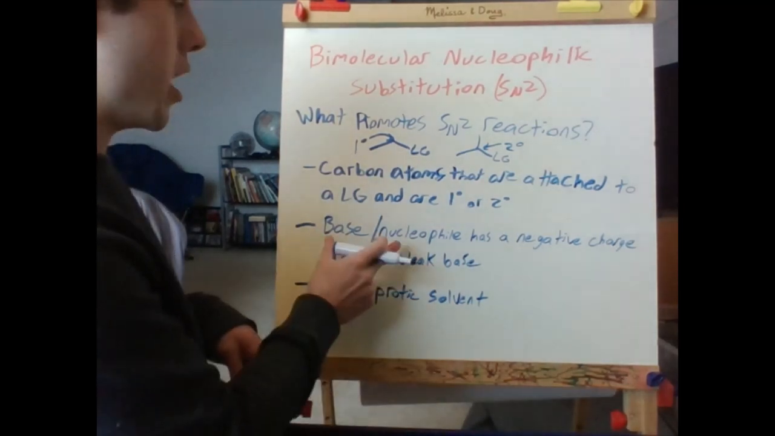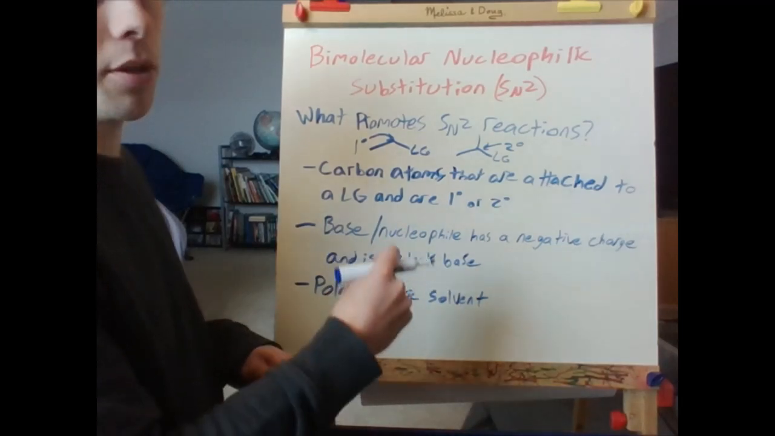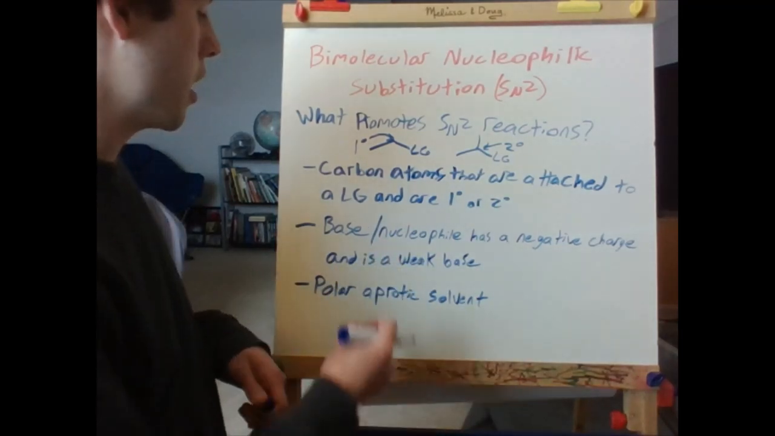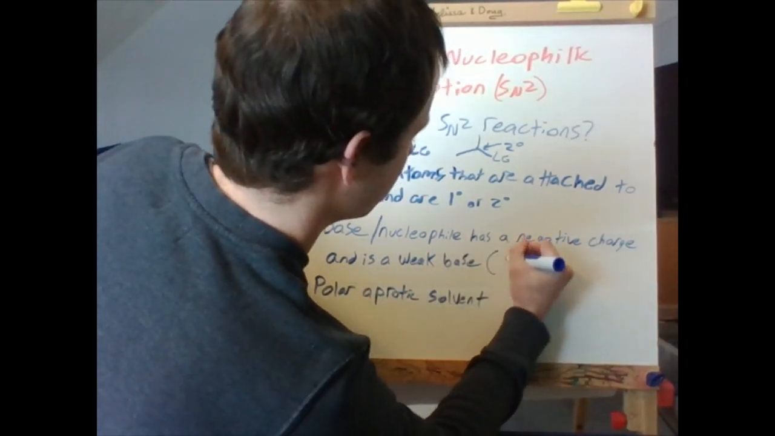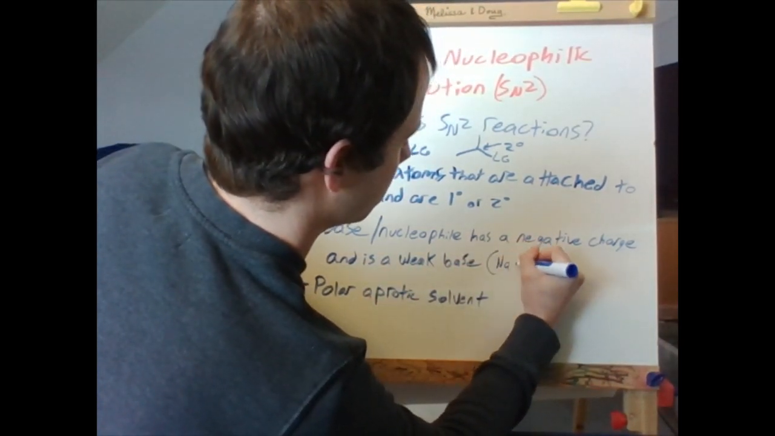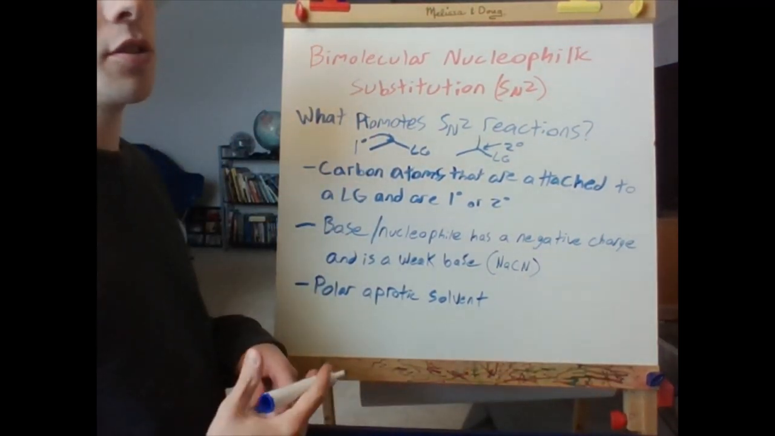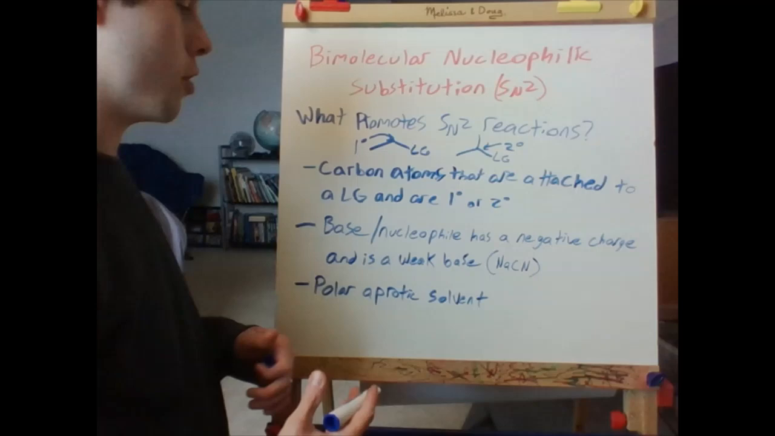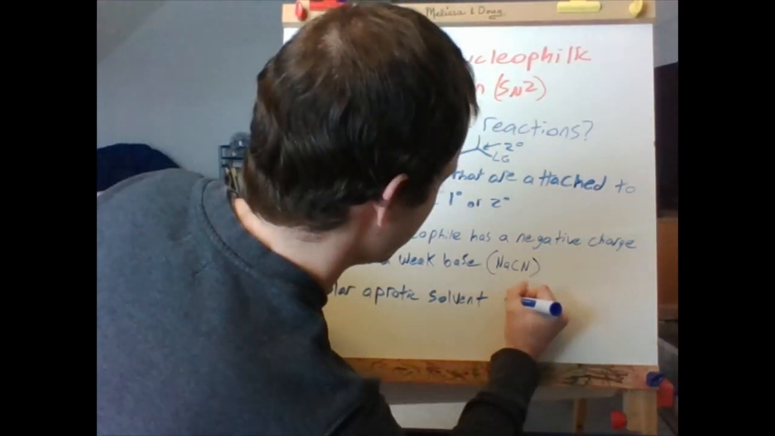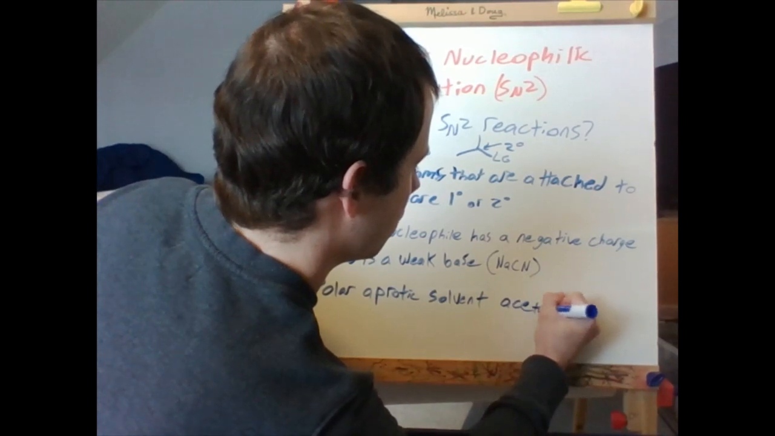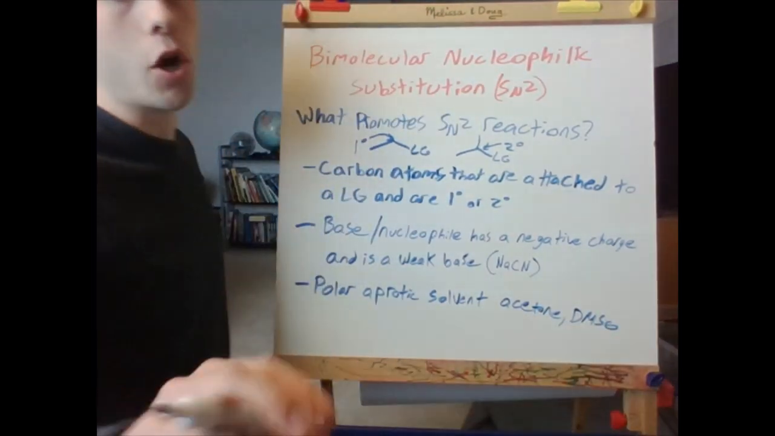Secondly, you want to look at the base/nucleophile. If it has a negative charge, then it's probably going to undergo an SN2 reaction, and especially if it's a weak base. An example of a weak base would be something like sodium cyanide. And then lastly, you want to have a polar aprotic solvent that promotes the SN2 reaction. An example of this might be acetone or DMSO.